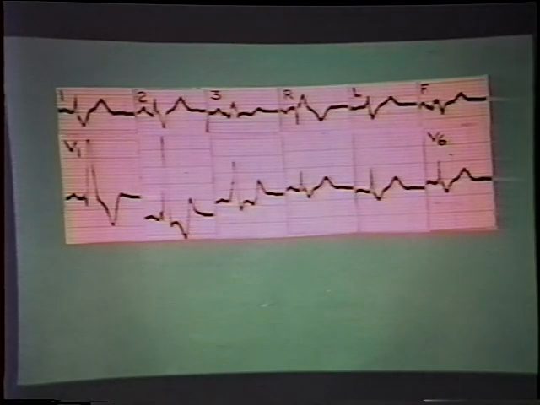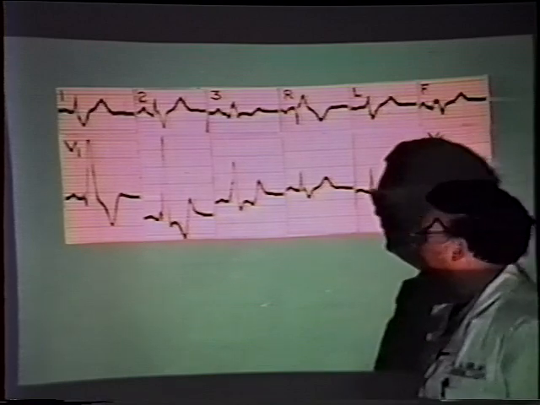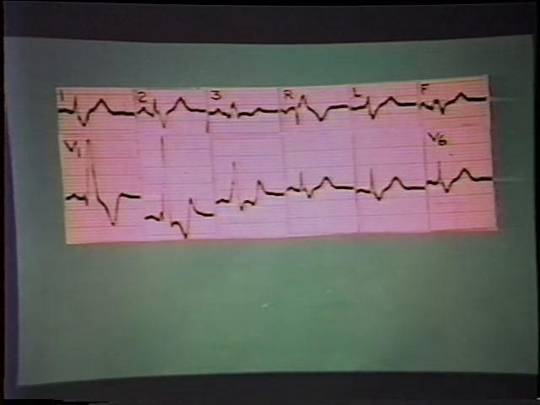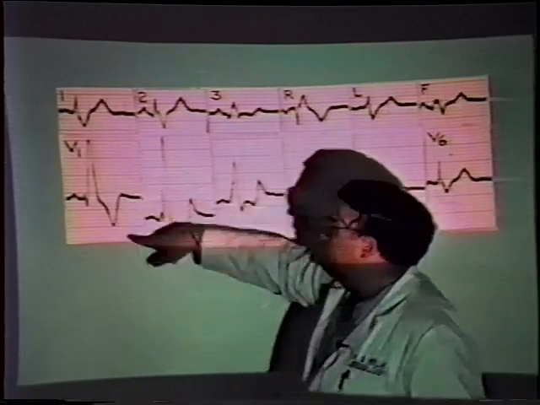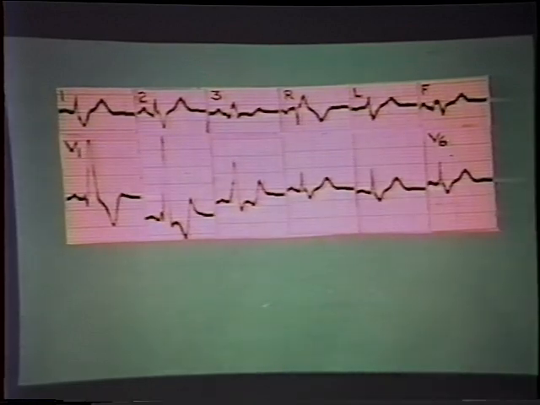It's left atrial enlargement. At this point in time, we look at this complex and we see the QRS is wide. It's wider than 3 small blocks. So we know we must have a bundle branch block. Which type is it? Where is it most positive? Where is the M wave? It's more positive in here. M wave is here, so it's right side, right bundle branch block.